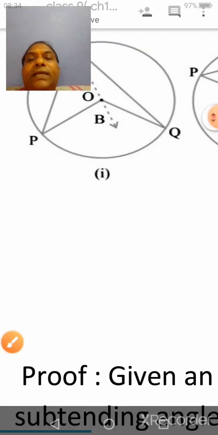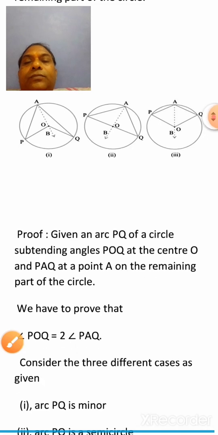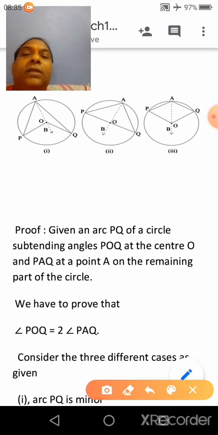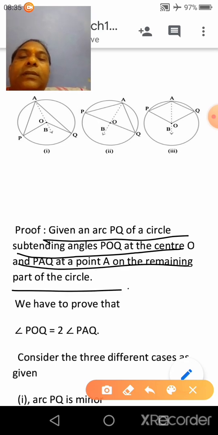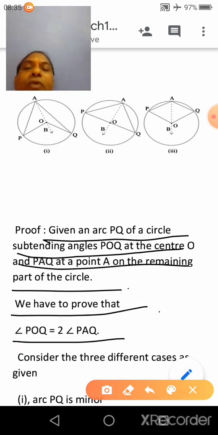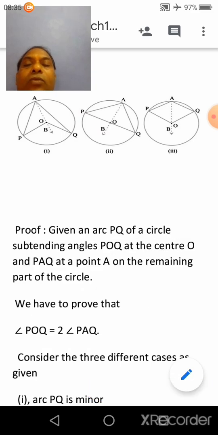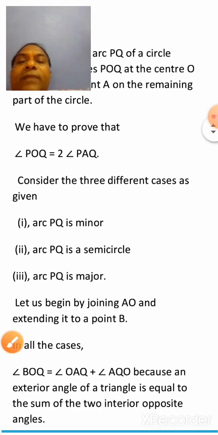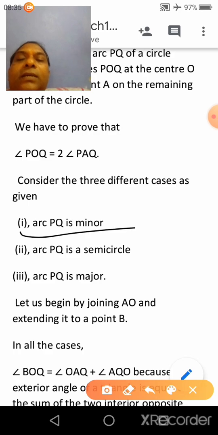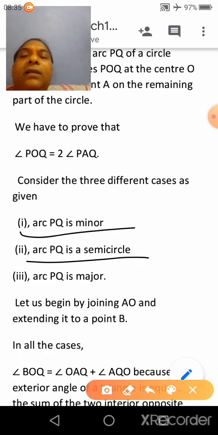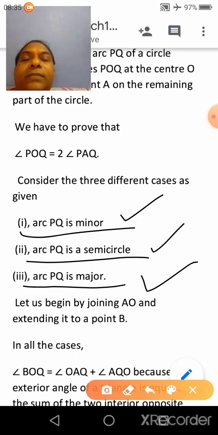Now see here, given an arc, we have to prove angle POQ is equal to twice of angle PAQ. Now consider the 3 different cases. RPQ is minor, RPQ is a semicircle, and RPQ is major.